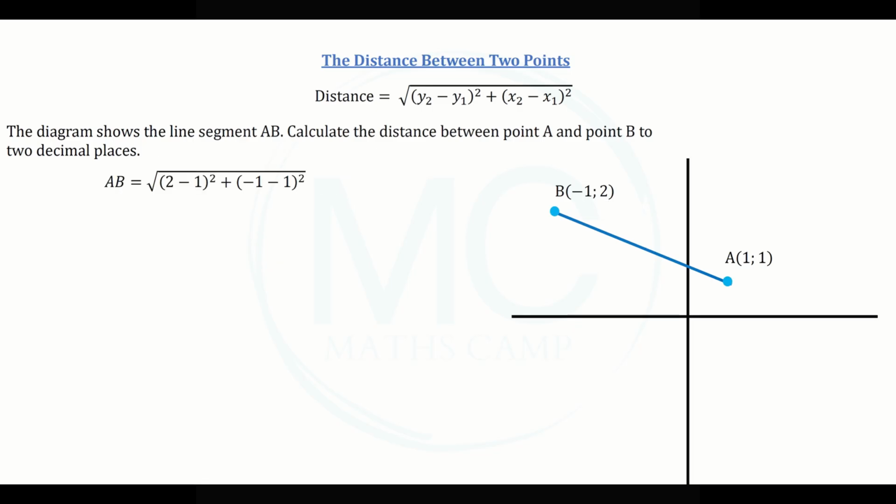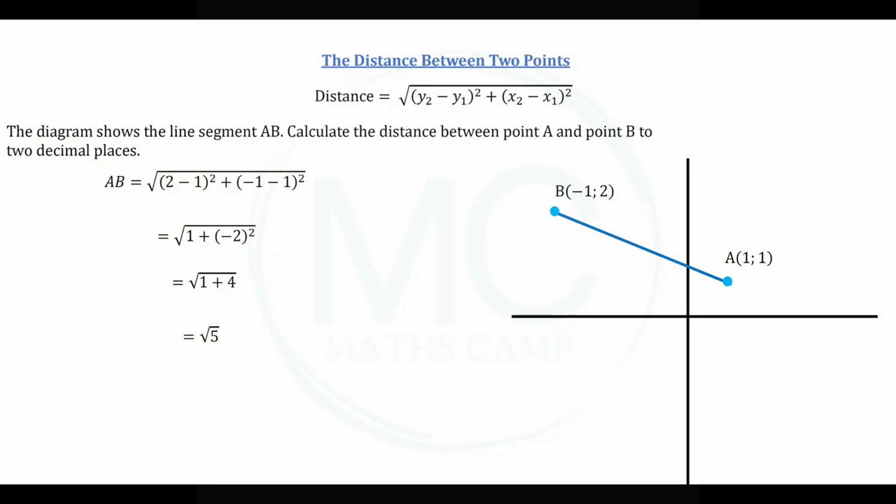Now we can simplify the terms in the bracket. 2 minus 1 gives us 1, and 1 squared is simply 1, plus -1 minus 1 is -2. We can put this into a bracket, square it, and we put everything under a square root. Now we have 1 plus (-2) squared, which is +4, under a square root. And finally, we can say 1 plus 4, which gives us 5, under a square root.